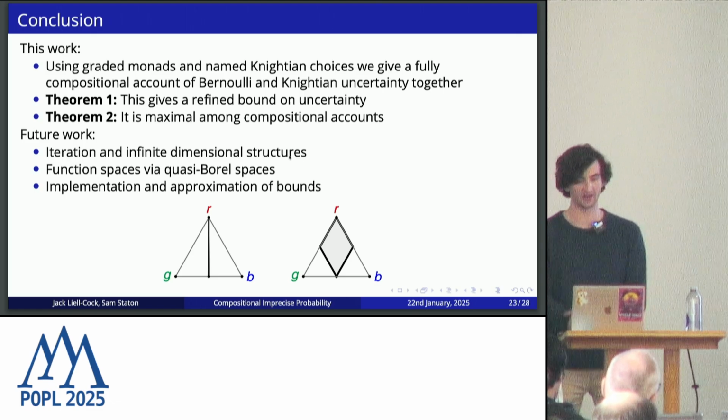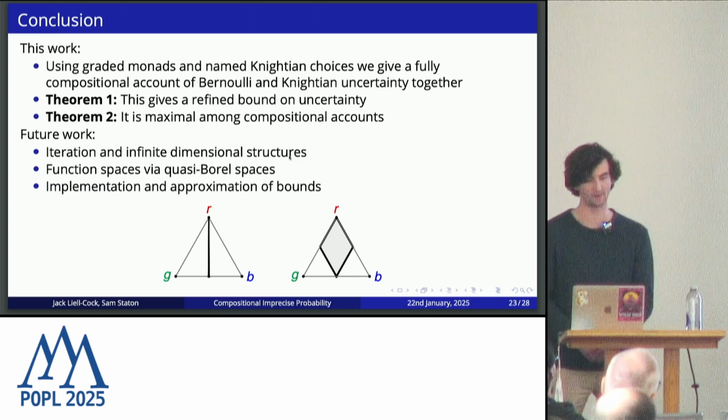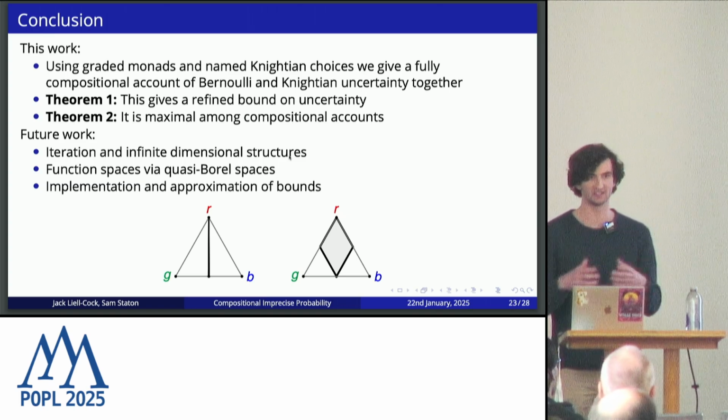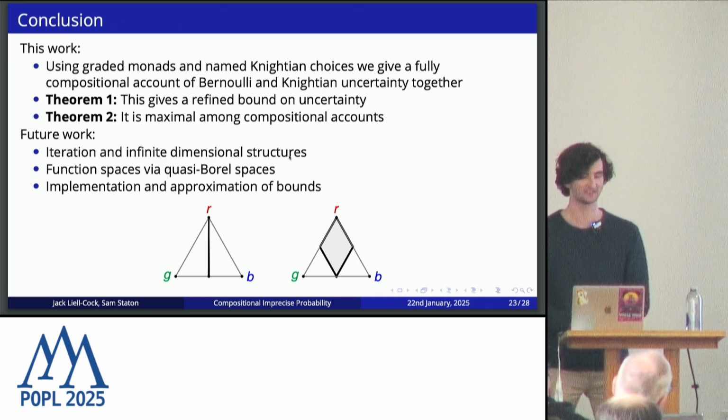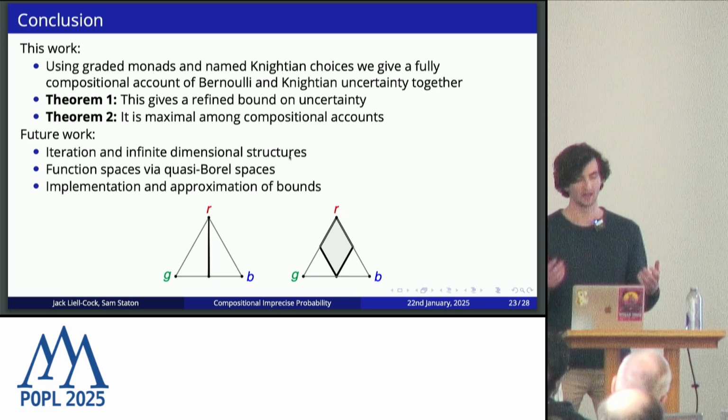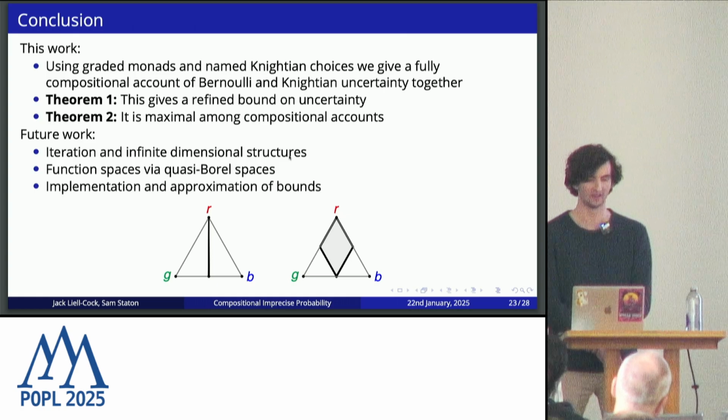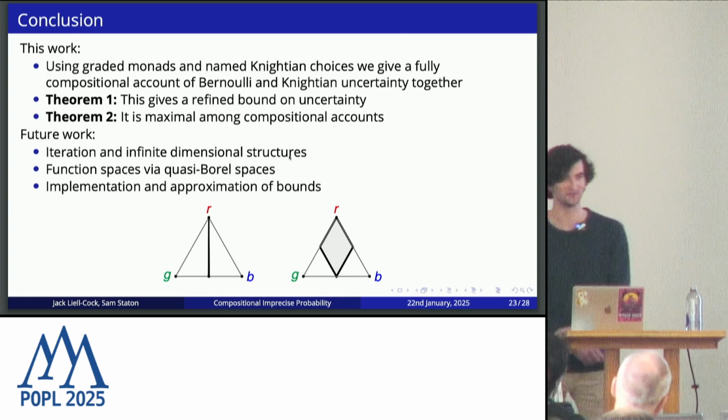For future work, we're interested in looking at iteration and infinite dimensional structures because currently we only support finitely generated convex power sets, but we'd like to support larger ones. And looking at function spaces and, of course, implementation and inference with non-determinism is a non-trivial problem which we want to look at. Thank you.